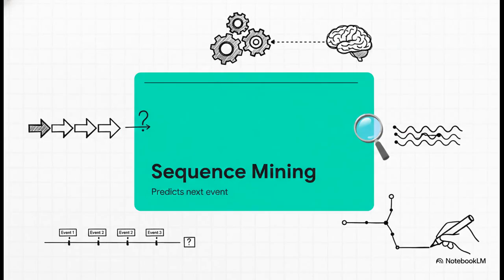I mean, it's right there in the name, isn't it? It predicts the next event. And the key thing to get here is that it's not just about what happens, but the order in which it happens. That sequence is everything.